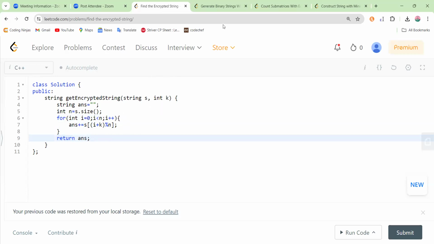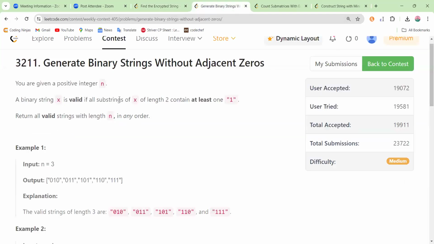Let's move on to our second question for the day. Okay, so this was the second question. Again, pretty much easy solution and very much helpful for the ones who are just starting off with recursion. So it's very much the question for them. The name of the question is generate binary strings without adjacent zeros. So let's go through the problem statement.